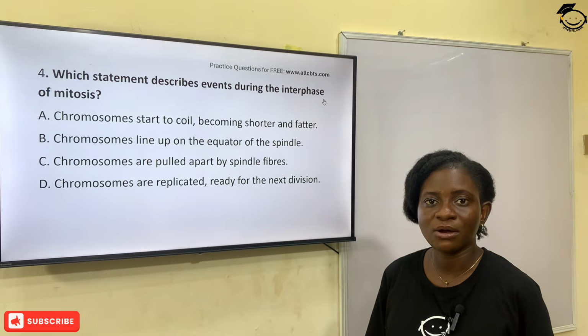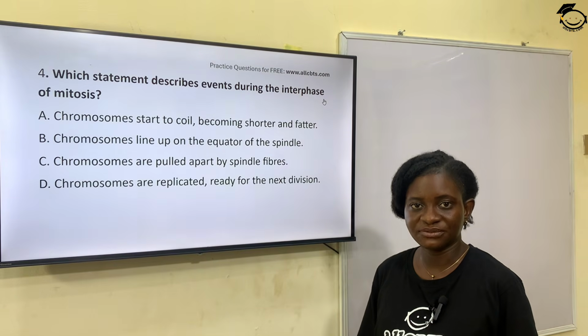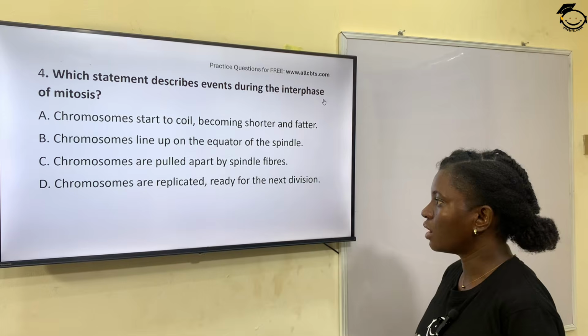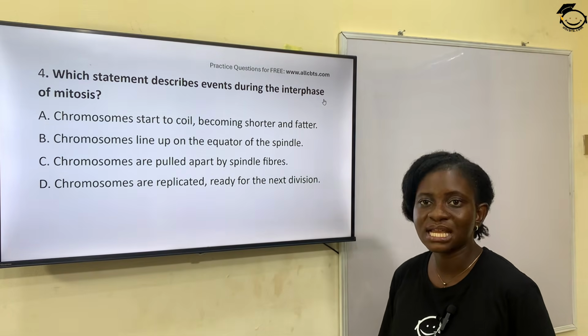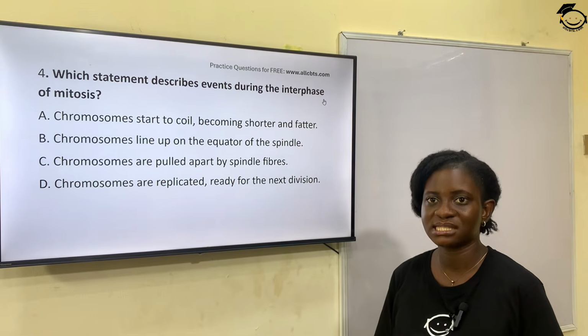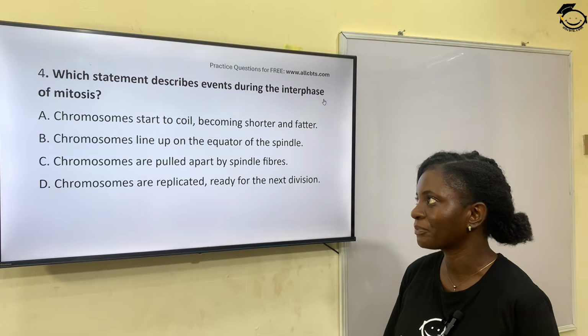So when we talk about interphase, it prepares the cell for division. So option D is the correct answer. Chromosomes are replicated, ready for the next division. Option D is the correct answer.